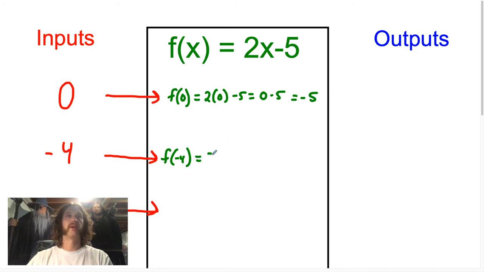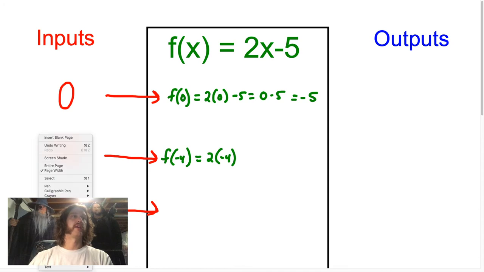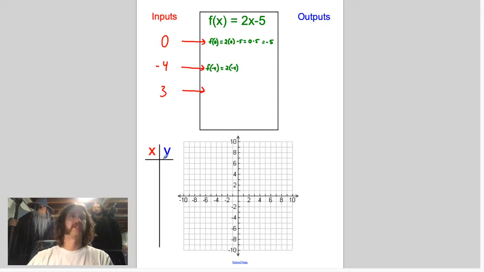What is f of -4? Okay, so I can go here and I plug in 2 times -4, and so on. You get the picture. I'll finish that in just a second. We plugged in the input 0. We got out the output -5. So out comes -5 from this function. So we input 0, we got out -5, and that corresponds to a point.